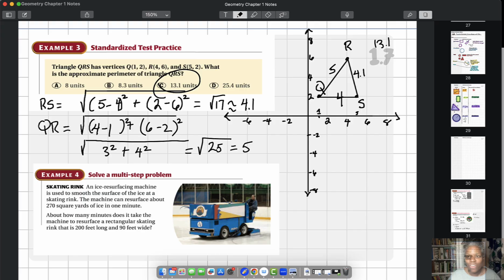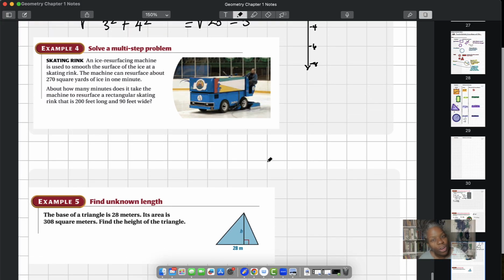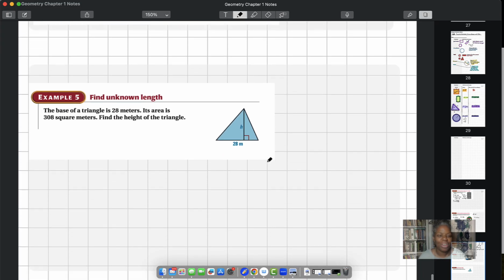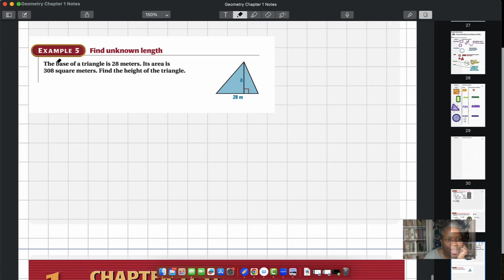All right, let's do this final example. I like example 4, but we are going to skip it for right now for the sake of the length of the video, and we're going to go straight to example 5. So example 5 is our final example. The base of a triangle is 28 meters and its area is 308 square meters. Find the height of the triangle.